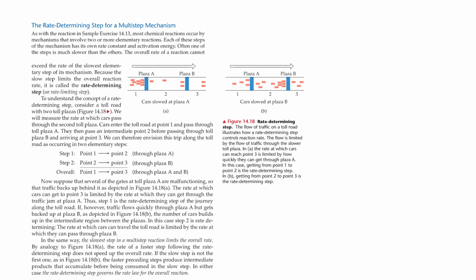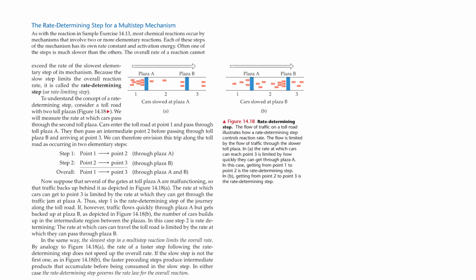Now suppose that several of the gates at toll A are malfunctioning, so that the traffic backs up behind it, as depicted in Figure 14.18A. The rate at which cars can get to point 3 is limited by the rate at which they can get through the traffic jam at plaza A. Thus, step 1 is the rate determining step of the journey along the toll road.